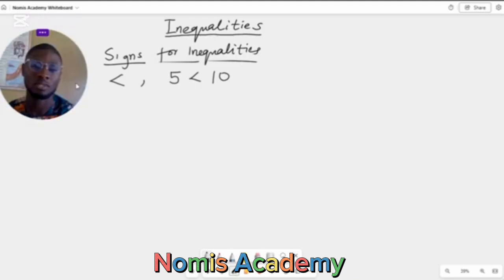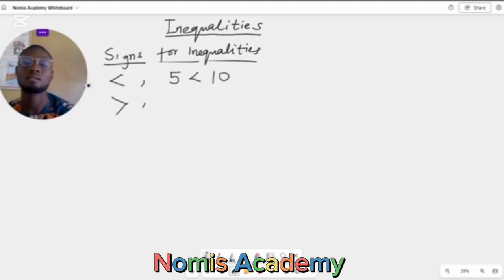Let's take the second one, greater than. Now can you see how greater than looks like? This is greater than. So if I have a greater than sign between two terms, it tells that the term at the left hand side is greater than the one at the right hand side. So we read from the left hand side to the right hand side.